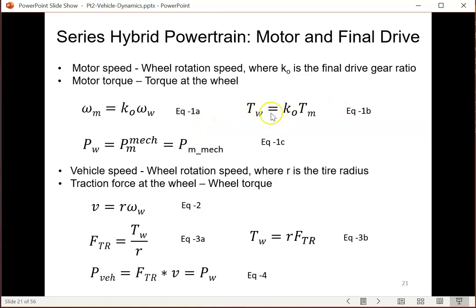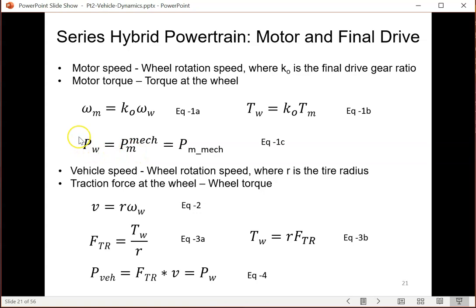Torque is going the other way. Remember, their actual relationship is reversed. So the torque on the wheels equals the gear ratio times the torque of the motor. That's equation 1b. Mechanical power of both sides will be the same.